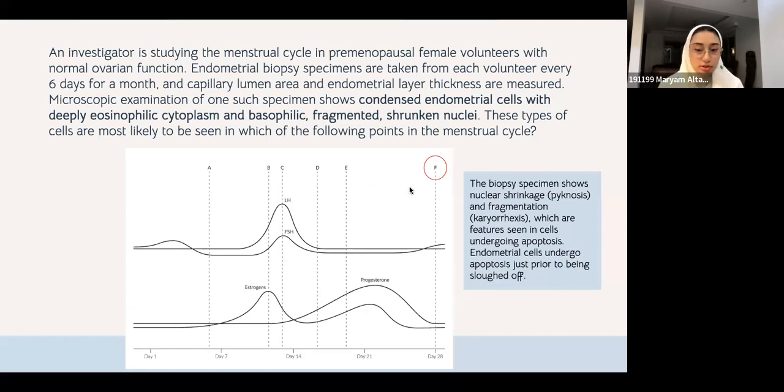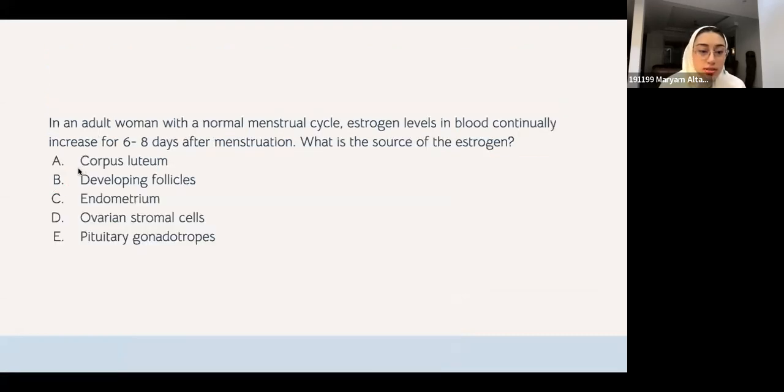Okay, so this is the first question. You did not see the answer to that, I'm hoping. Second question that is also similar. In an adult woman with a normal menstrual cycle, estrogen levels in the blood are continually increasing for 6 to 8 days after menstruation. What is the source of estrogen in this case?